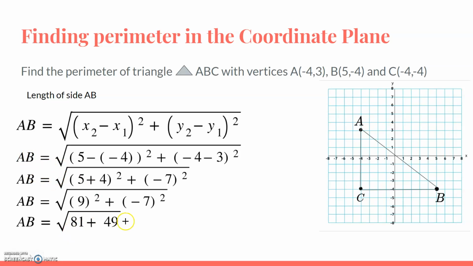Then we have 9 squared plus negative 7 squared, which is going to give us 81 plus 49. We add both of those up to get 130. The square root of 130 is approximately 11.40 units.